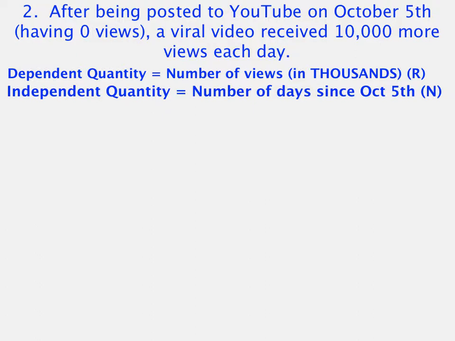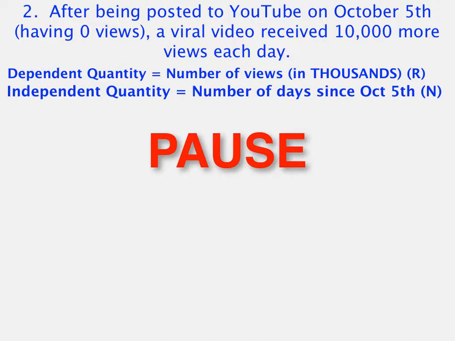How about r? Let's keep our independent quantity the same. It's still the number of days since October 5th. That's going to remain the same variable, n. Now we're going to have a slightly different table of values for this relationship. Why don't you pause the video and try to make a new table of values for this new definition of our dependent quantity.